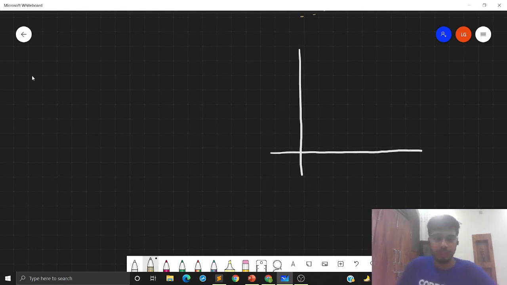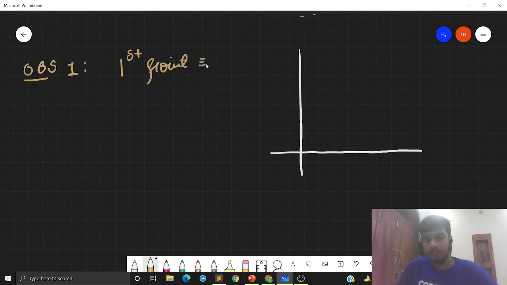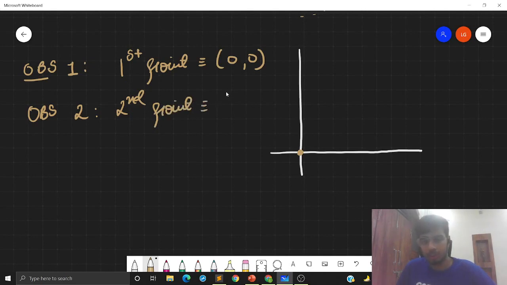My first observation is that we can assume the first point to be at origin. Right, so this is our first point. Our second observation is that we can assume the second point to be lying on the x-axis. So it is lying on the x-axis. This is my second point.